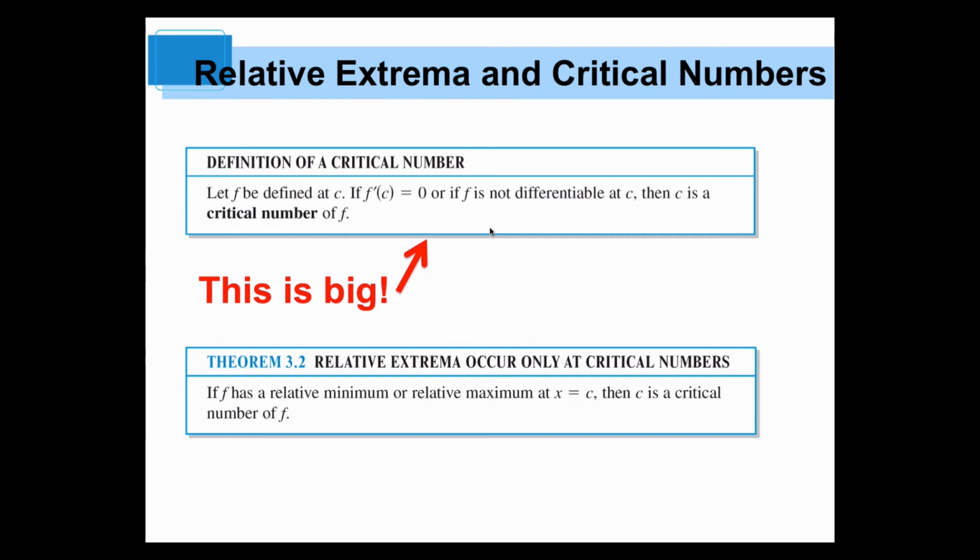This is going to be most important when you start looking at functions and cranking out the critical numbers. You might get 3 or 4 critical numbers, but maybe only one of them represents a maximum or a minimum. Just because you get 4 critical numbers doesn't mean you have 4 extrema.